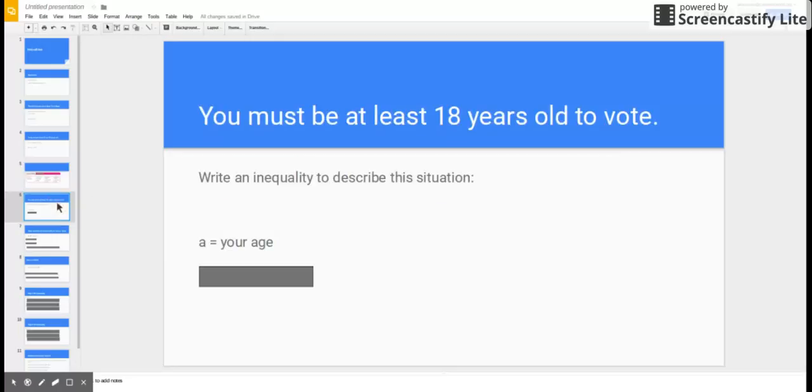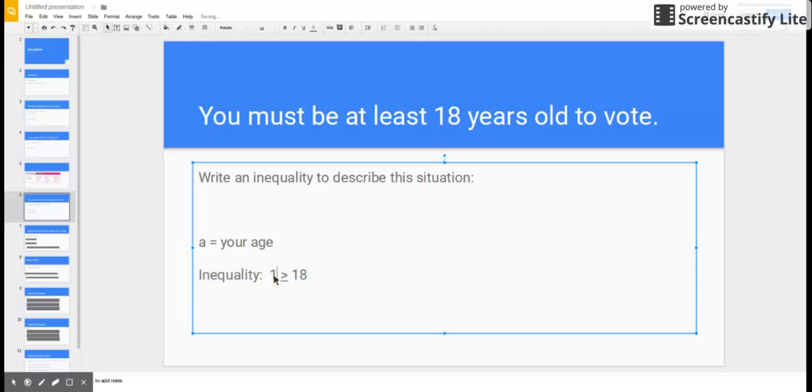Okay, so you must be at least 18 years old to vote. Write an inequality to describe the situation. So we'll say A is your age, and if you must be at least 18 years old to vote, that means you have to be 18, 19, 20, 21. So you can say A is greater than or equal to 18.